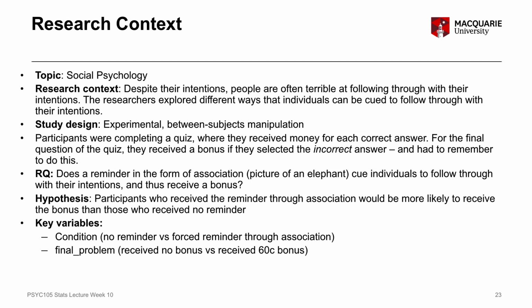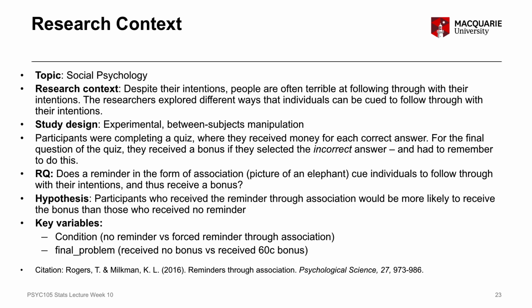And then our outcome variable here, our dependent variable, is the final problem. And that's, again, a categorical variable with two levels, two categories. Those who didn't receive the bonus because they didn't give the incorrect answer versus those who did receive the bonus because they did give the incorrect answer. And that's the citation for the paper.